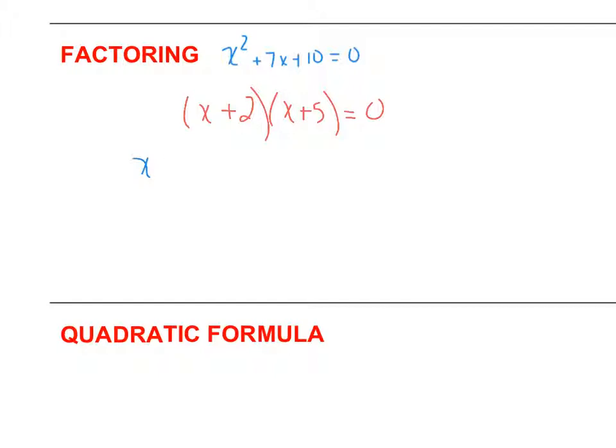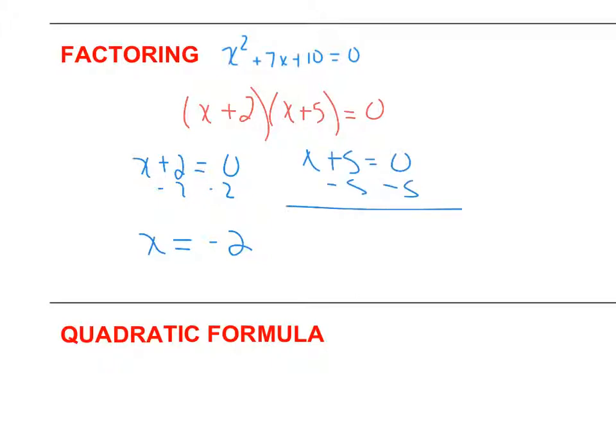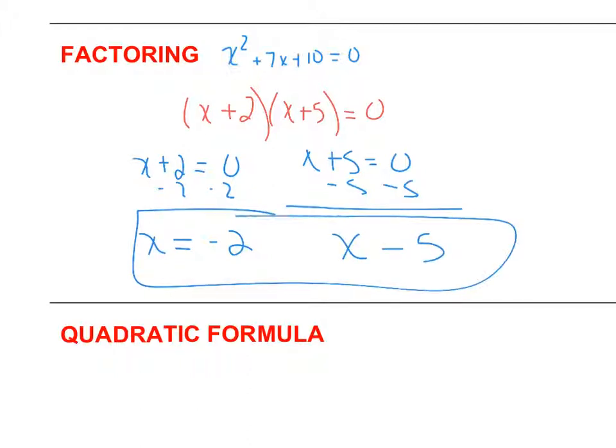I'm going to set each parentheses equal to 0. Subtract 2 on both sides, and I get that x is negative 2. I'm going to set the x plus 5 equal to 0. I subtract 5 on both sides, and I get x is negative 5. And I get the answers negative 2 and negative 5 by factoring.